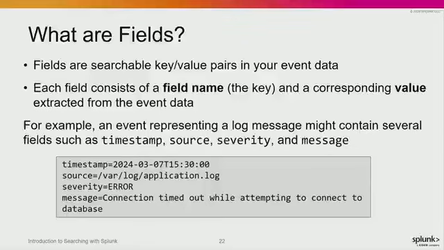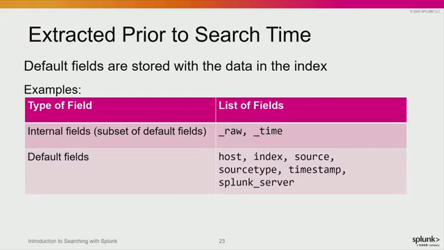Now, some fields are automatically extracted for us. These are called default fields. These include underbar time, which is our timestamp for when the event occurred, underbar raw, which is the entire event as a single string in one field. And then we have some additional default fields that we'll cover in more detail.